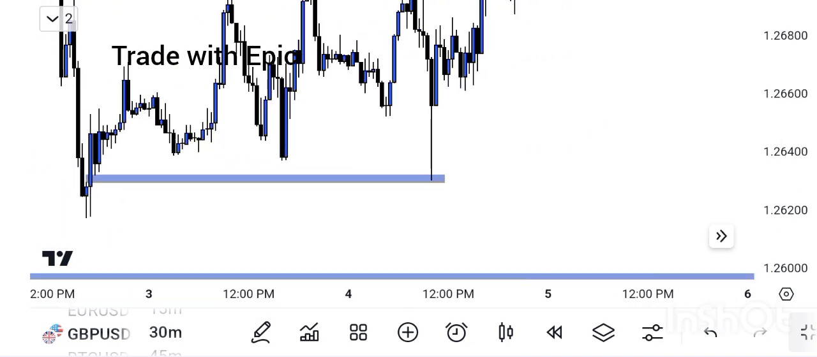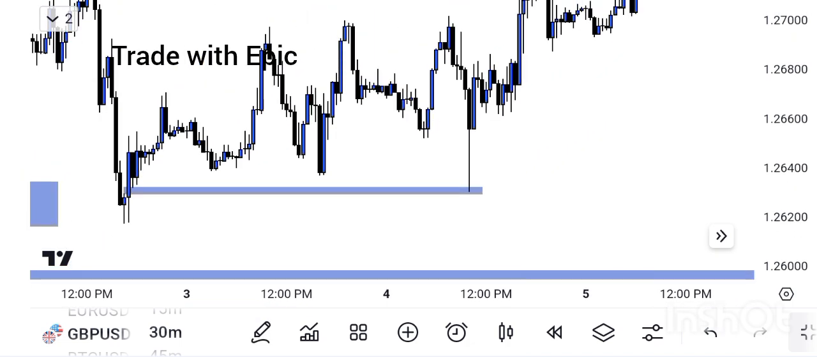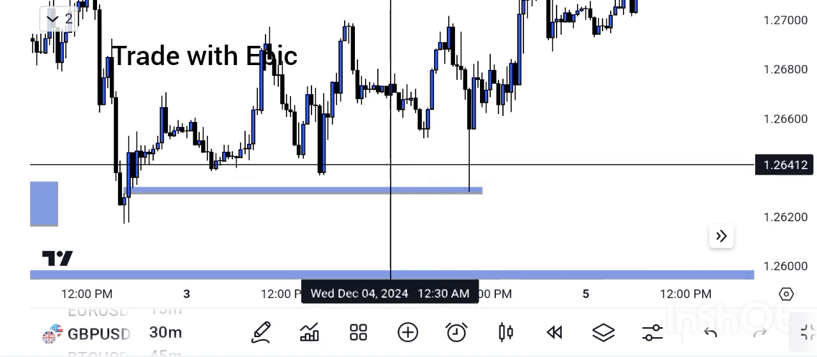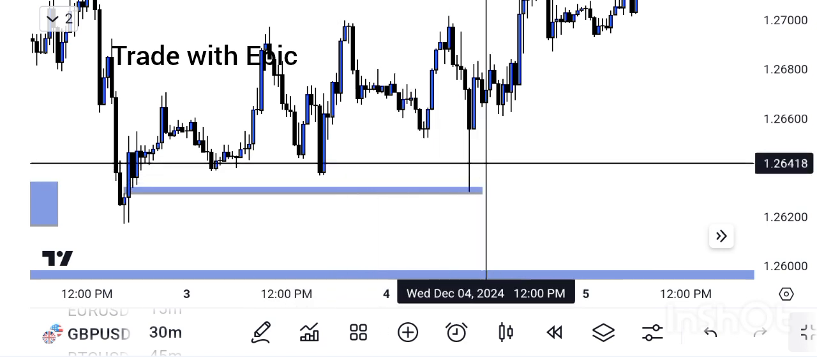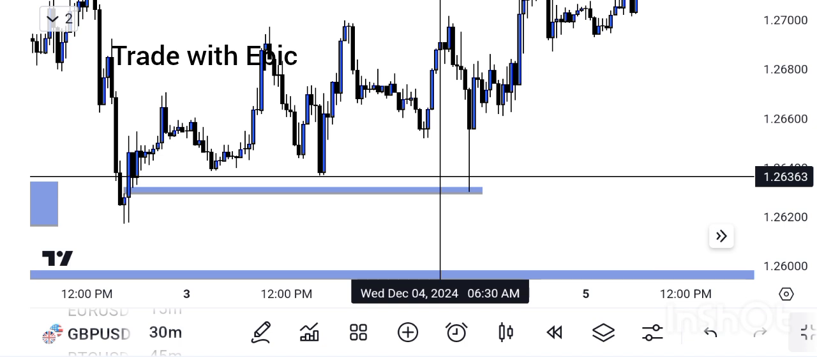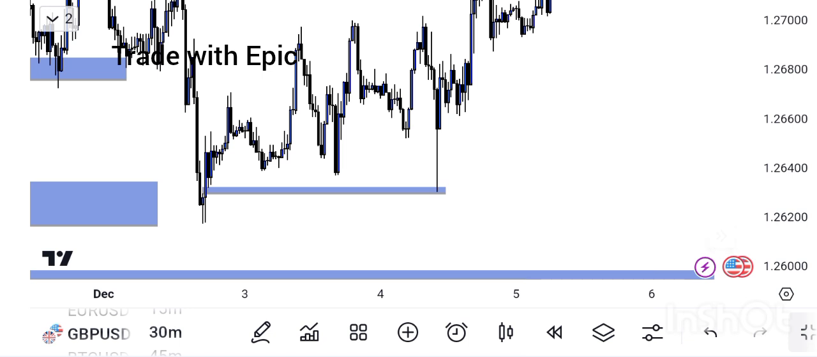You should always remember that the market might always consider liquidity if you are making this entry. Please always consider liquidity. Don't just come and look for fair value gaps anyhow. No, don't. Always consider liquidity.